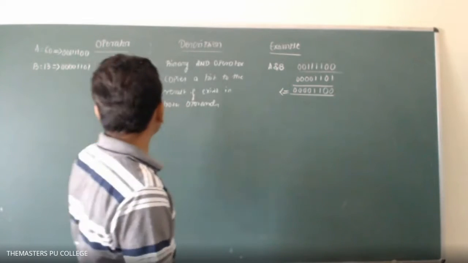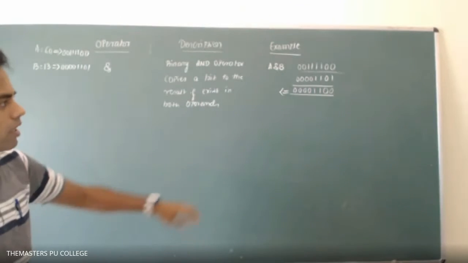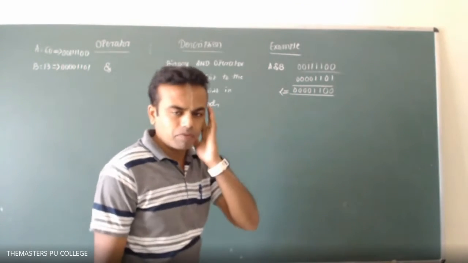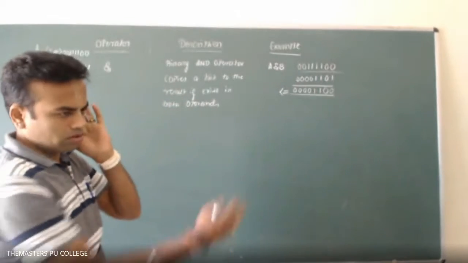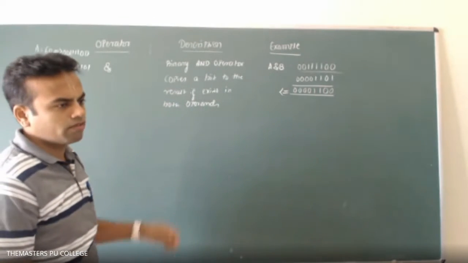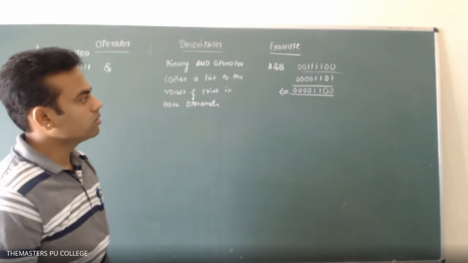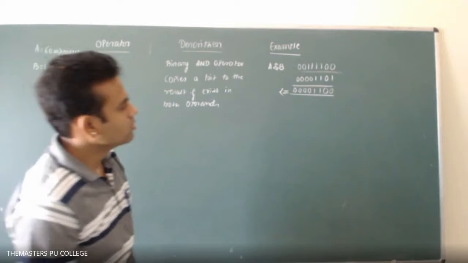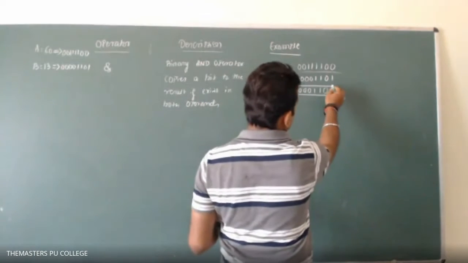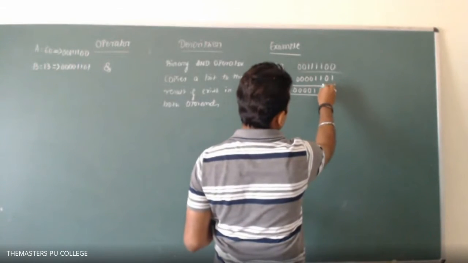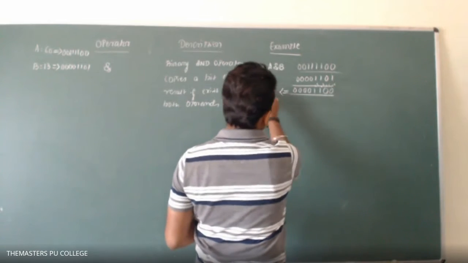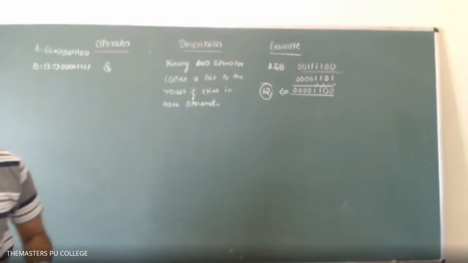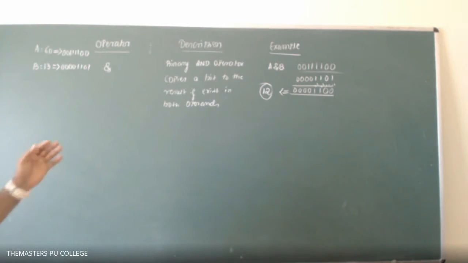Next, this is the output. What is the decimal equivalent? How will you convert this number into a decimal number? Take the powers of 2. No need to calculate all this: only 2 power 0, 2 power 1, 2 power 2, 2 power 3. 12 is the equivalent.